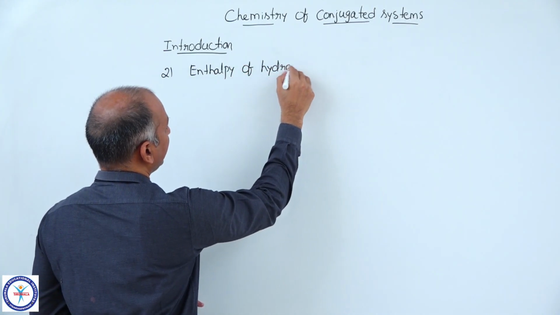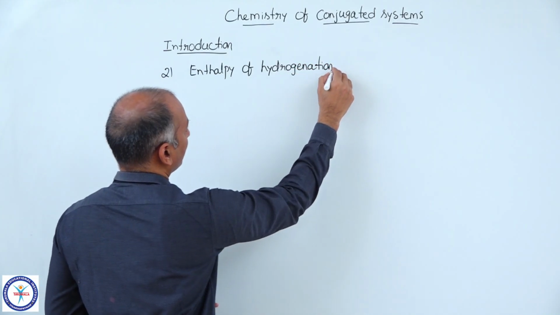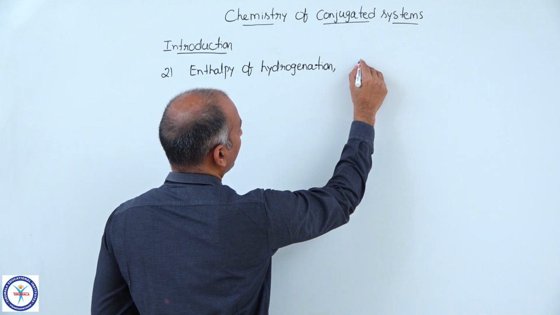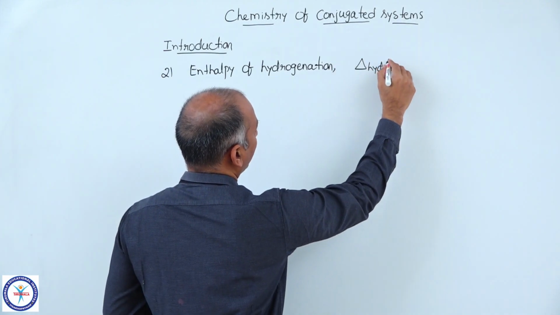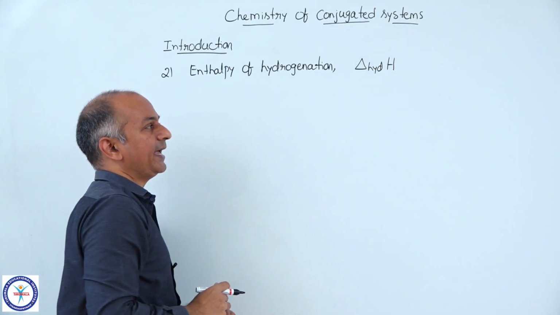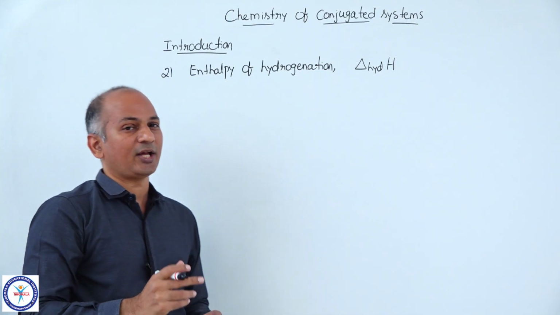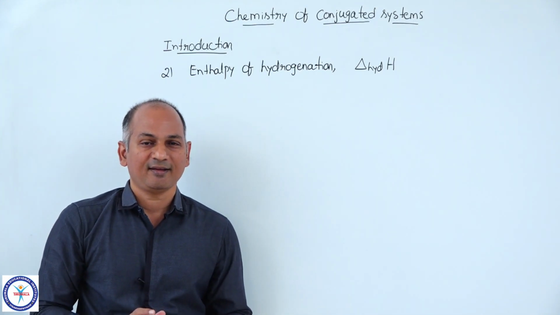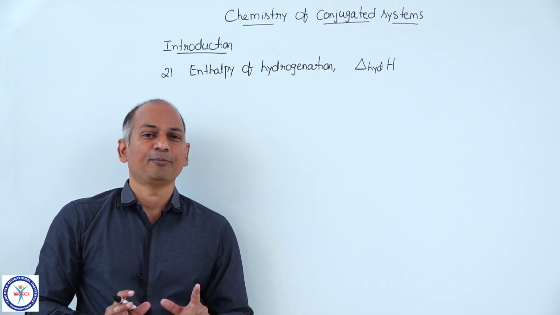Which is also called heat of hydrogenation. If you measure it under standard conditions, we can write down the standard enthalpy of hydrogenation, ΔH hydrogenation. First, all of you recall: how do you define the enthalpy of hydrogenation of any compound?